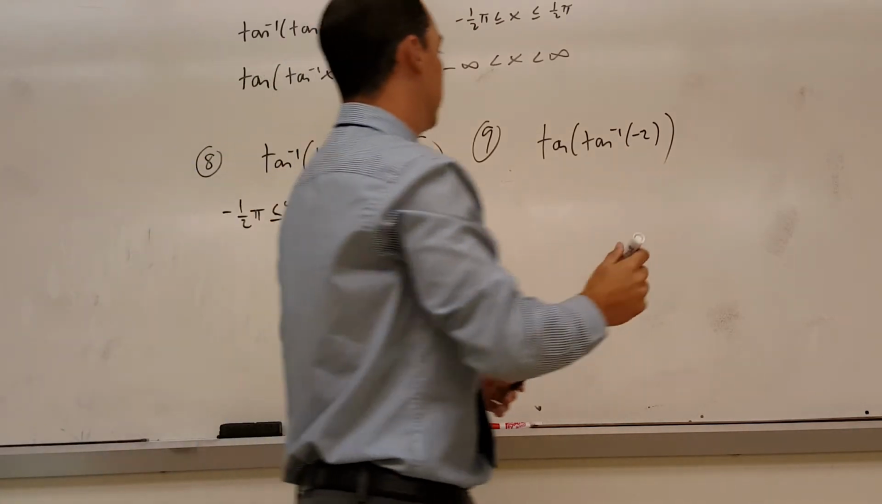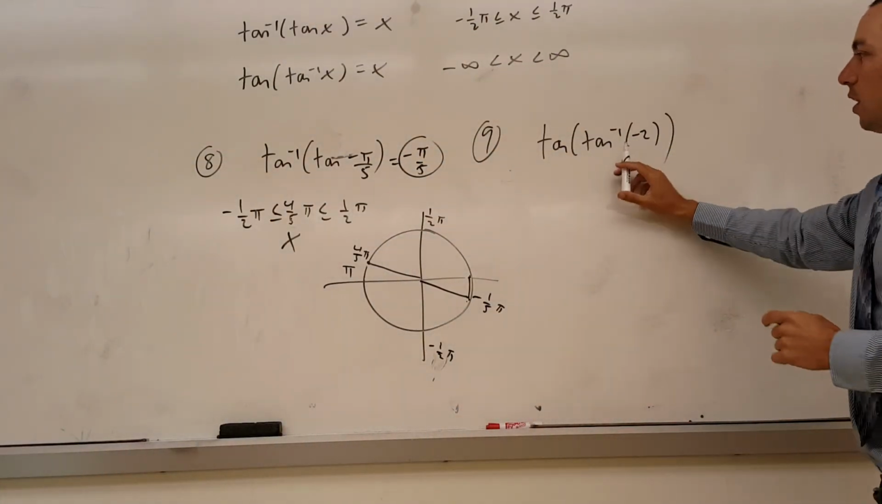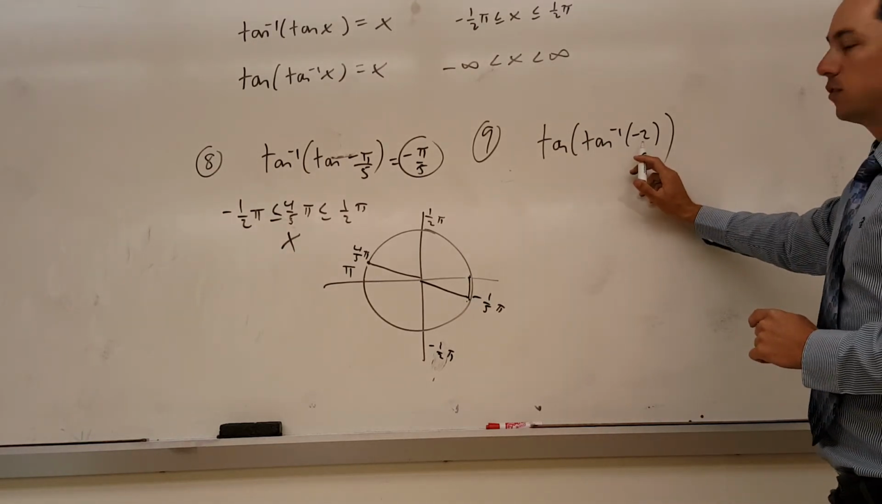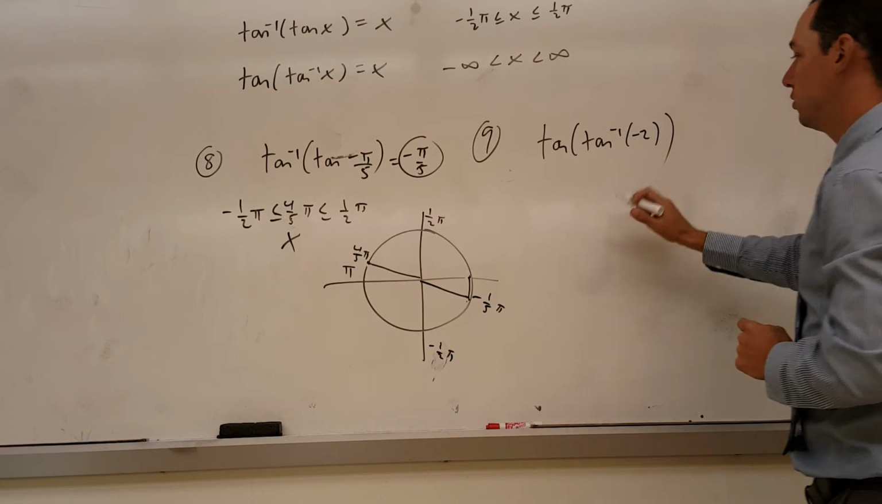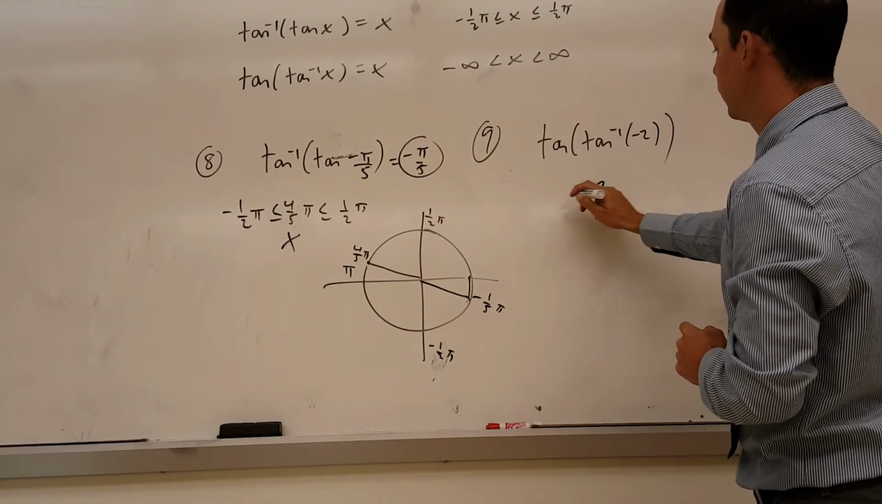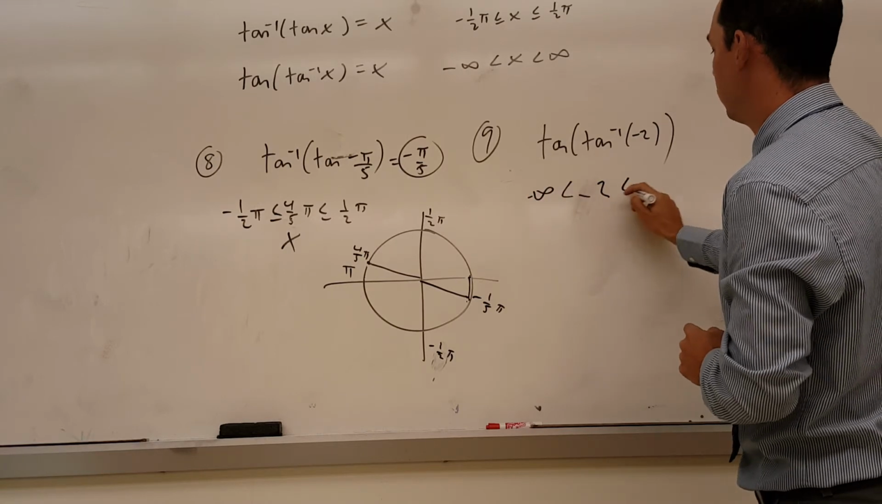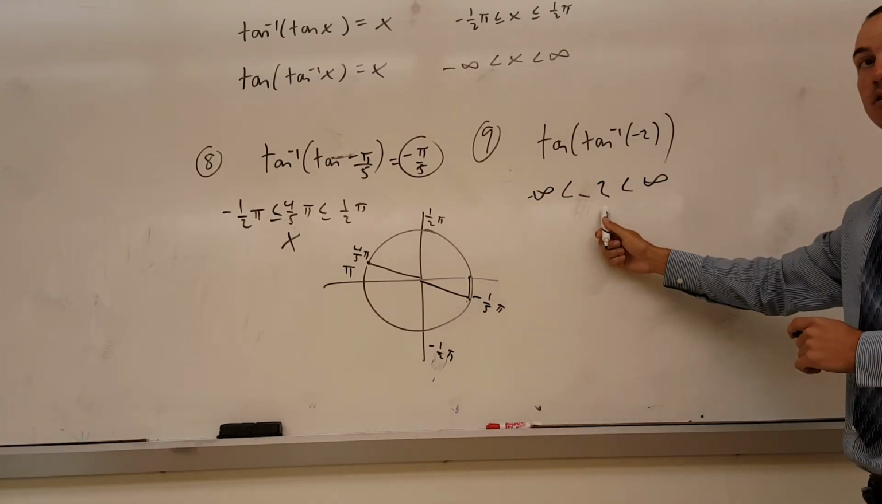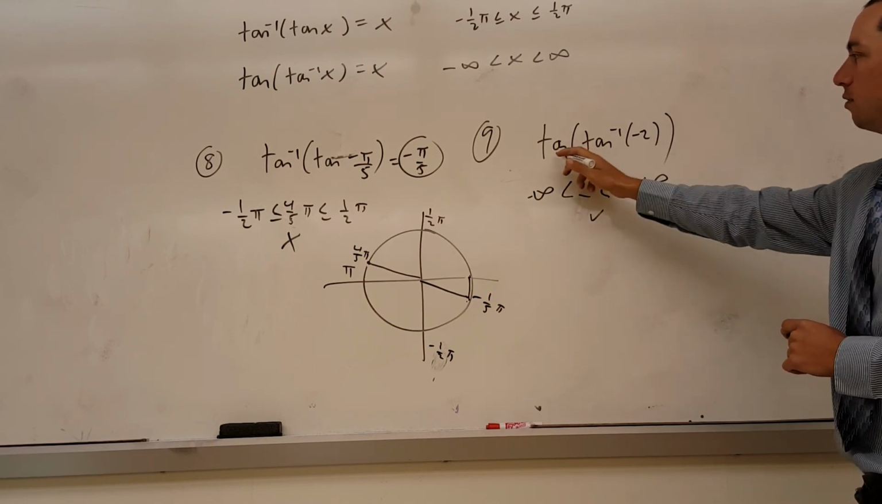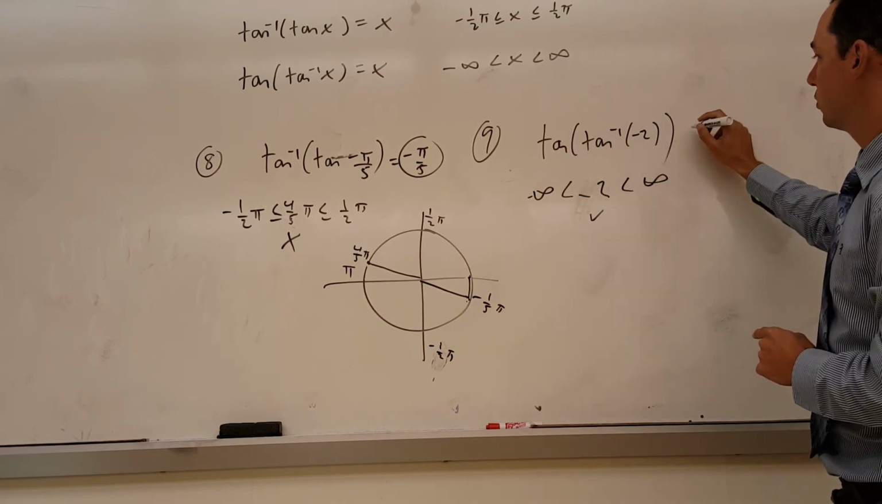Okay. Number 9 here. Other direction: take an inverse first and then the tangent. Well, you need to check: is this value in the domain for the inverse tangent? The inverse tangent goes from negative infinity to infinity. So yeah, negative 2 is within negative infinity to infinity. This value is okay. Tangent cancels out with inverse tangent.